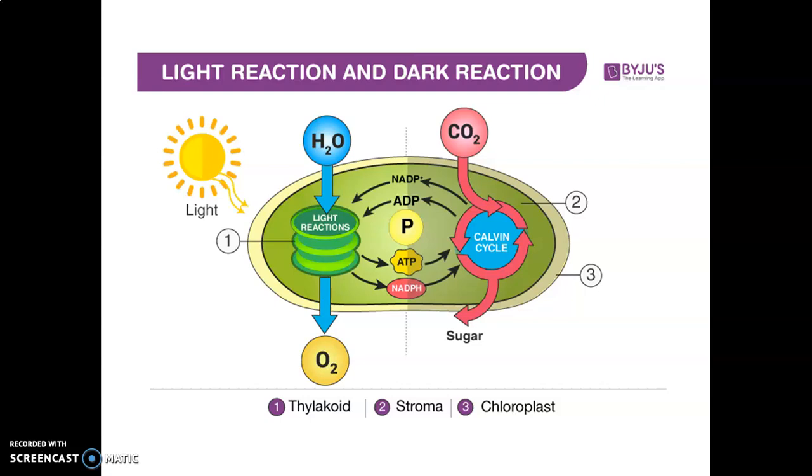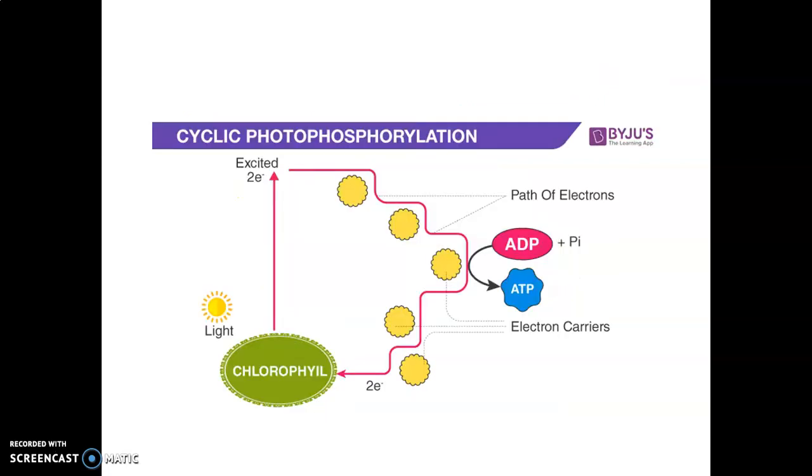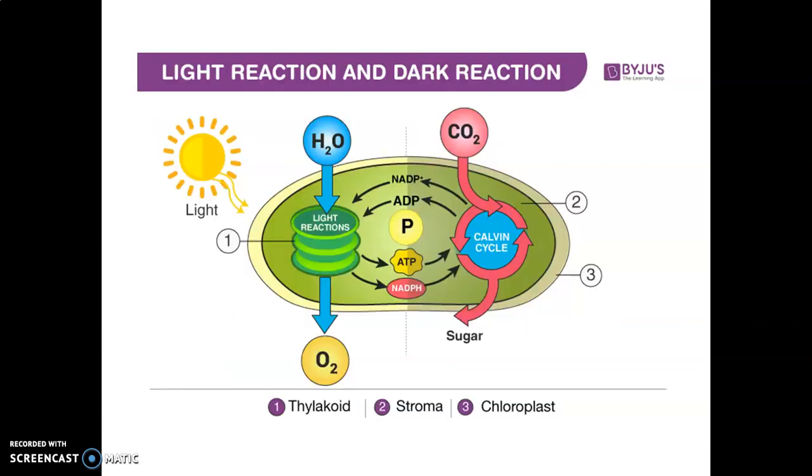The reaction center is different in the two photosystems. In photosystem 1, the reaction center is chlorophyll A with an absorption peak at 700 nanometers, which is why it is called P700. Photosystem 2 has an absorption maximum at 680 nanometers, which is why it is called P680.